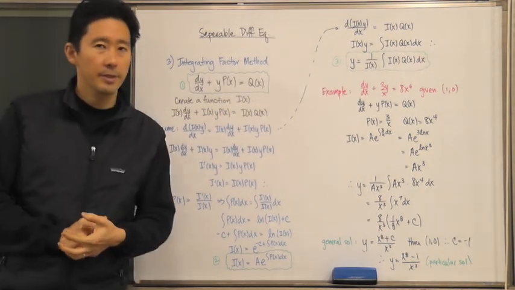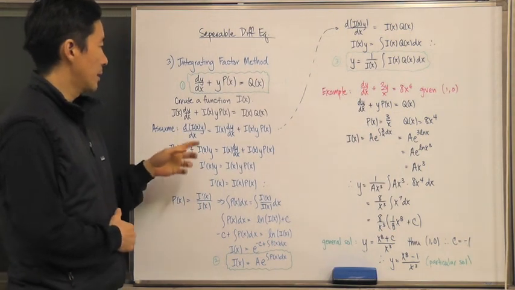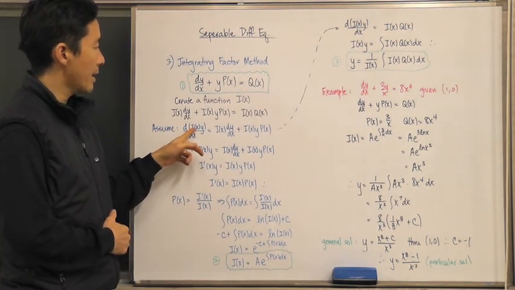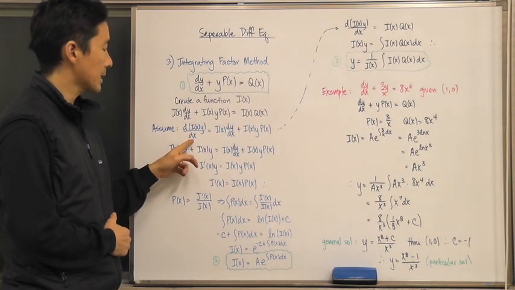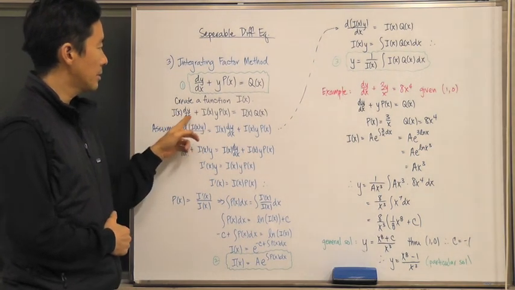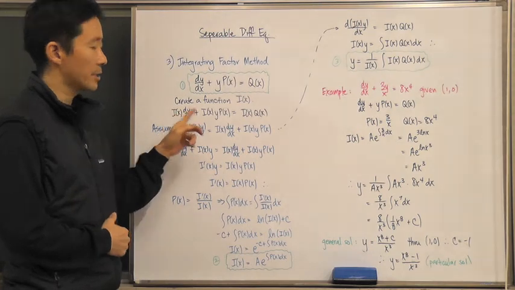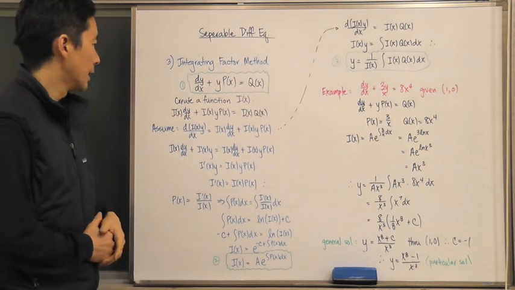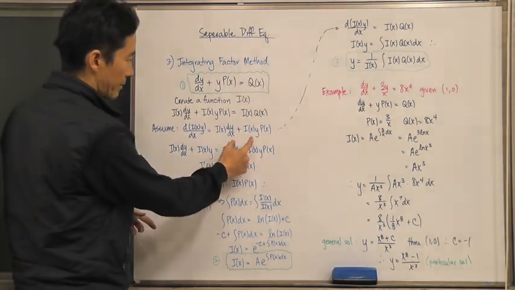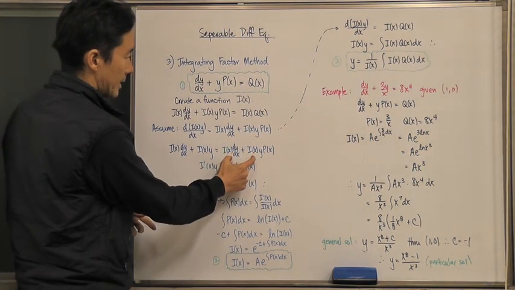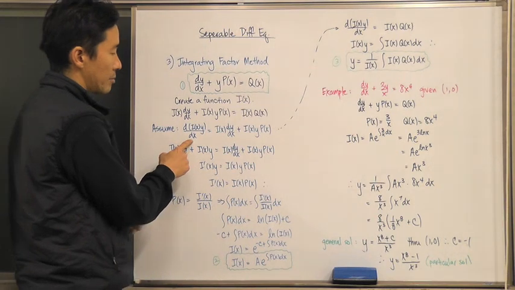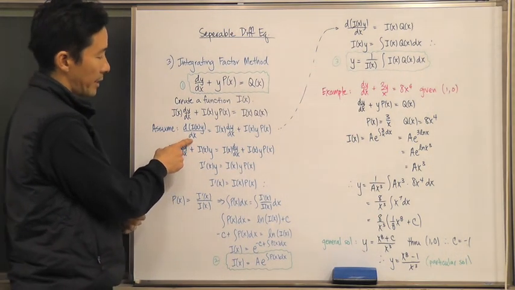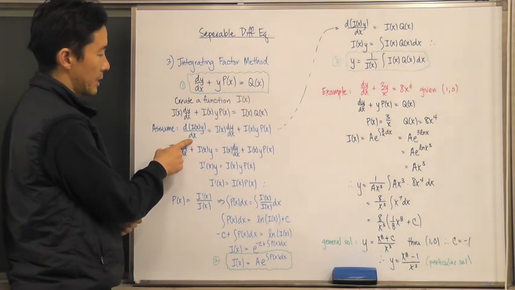Now the next thing I'm going to do is assume that the derivative of I of x, the integrating factor, times y with respect to x, is going to be equal to this left-hand side here. I'm going to assume that that's true. Notice this part right here just follows, that's exactly the same thing. Now I'm going to use the product rule to find out what the derivative of this actually is.